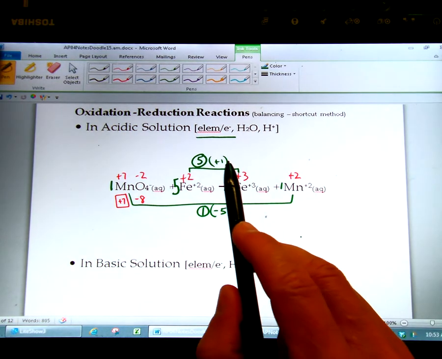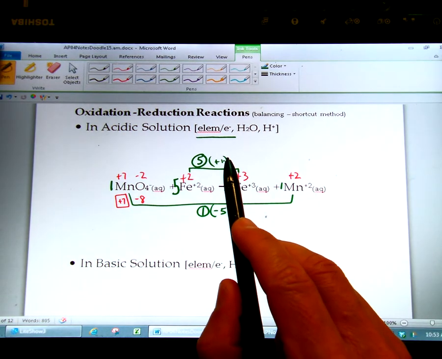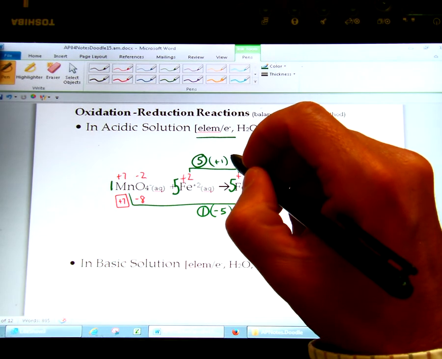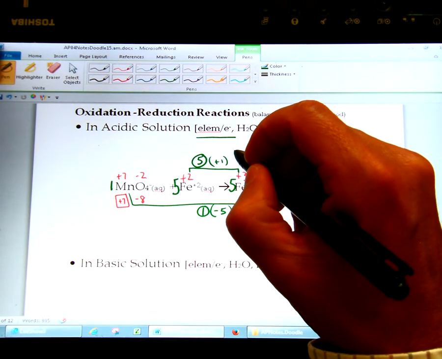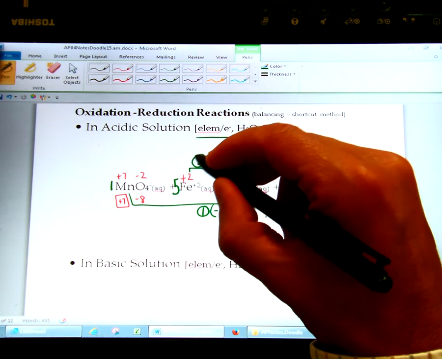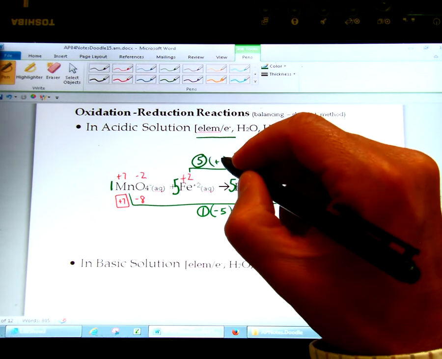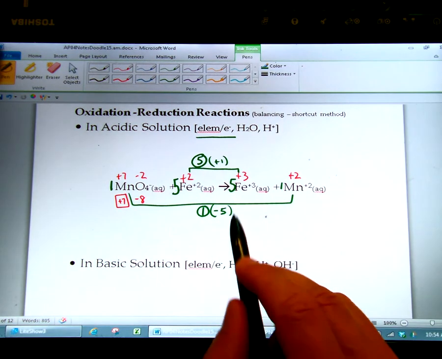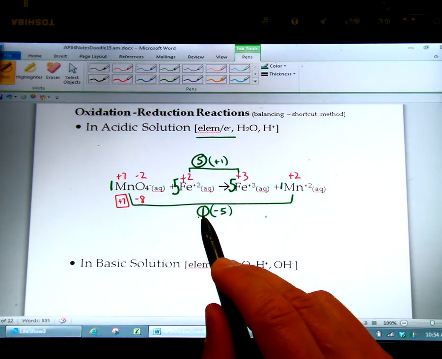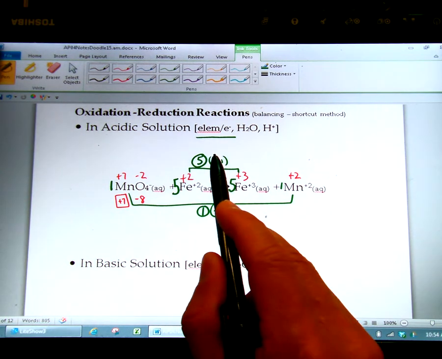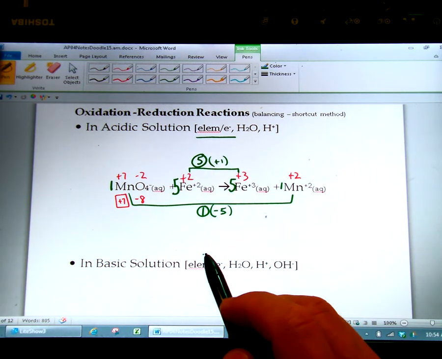Remember, when you go up in charge, you're losing electrons. So when you lose electrons, you're oxidized. And that means there are 5 electrons lost total, 5 times 1 lost. And then you're gaining 5 electrons here, times 1. So all the electrons lost in oxidation are all the electrons gained in reduction.